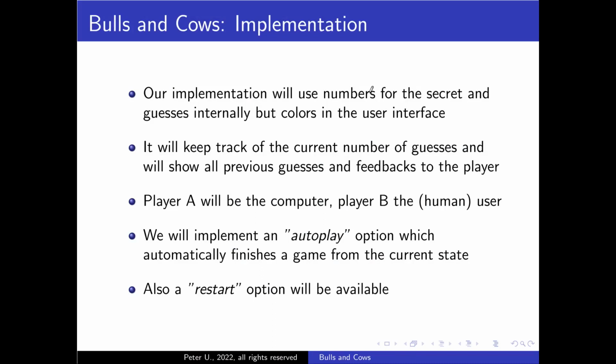Our implementation will internally use numbers for the secret and the guesses, but it will use colors in the user interface. It will also keep track of the current number of guesses and will show all previous guesses and feedbacks to the player. This is exactly like it is in some hardware versions of the game Mastermind. Player A will be the computer and player B the user, i.e. the human. We will also implement an autoplay option which finishes the game automatically, stochastically, from the current state. And we will also implement a restart option.